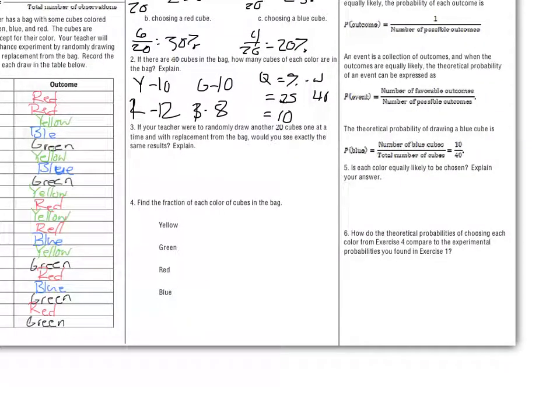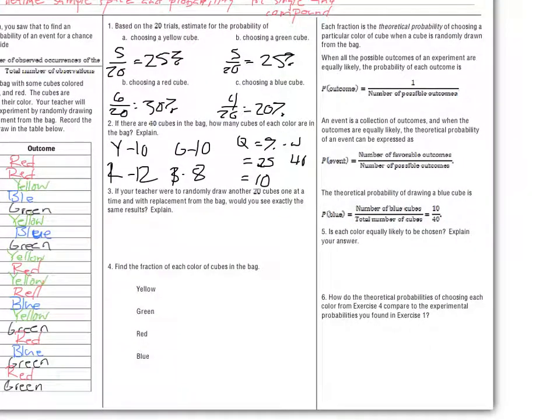So probably not. Between you and your partner, you should have said probably not, and your explanation should be something along the lines of, regardless of what the theoretical probability and what cubes are actually in the bag, it is random chance, and so random chance does have variance in small sample sizes. So we would expect that it would not be perfect, but it probably would be close.